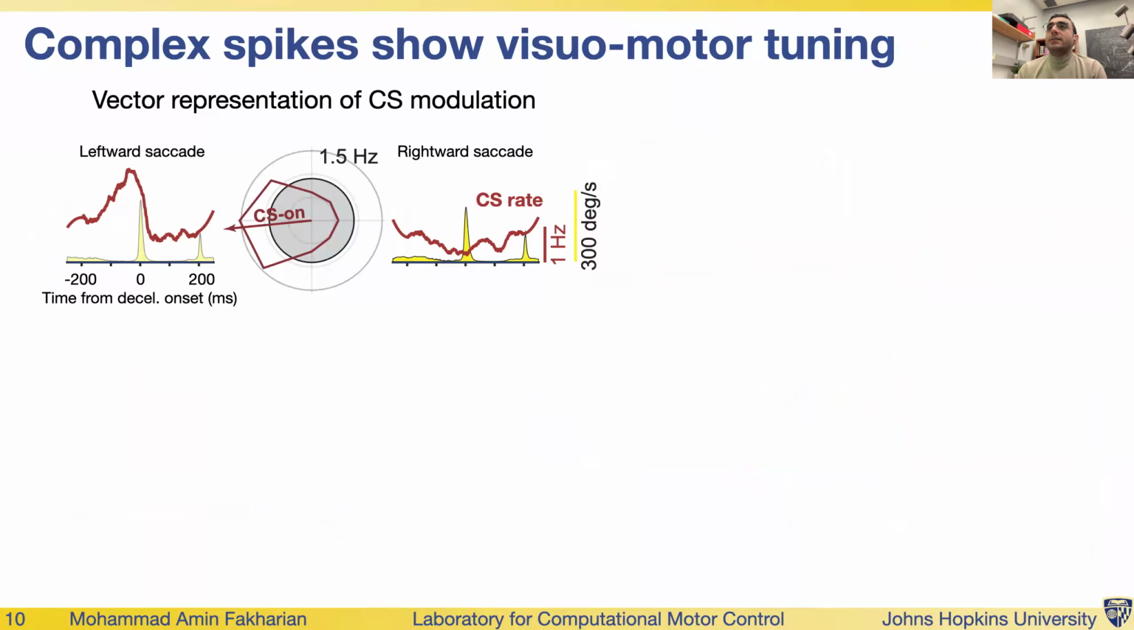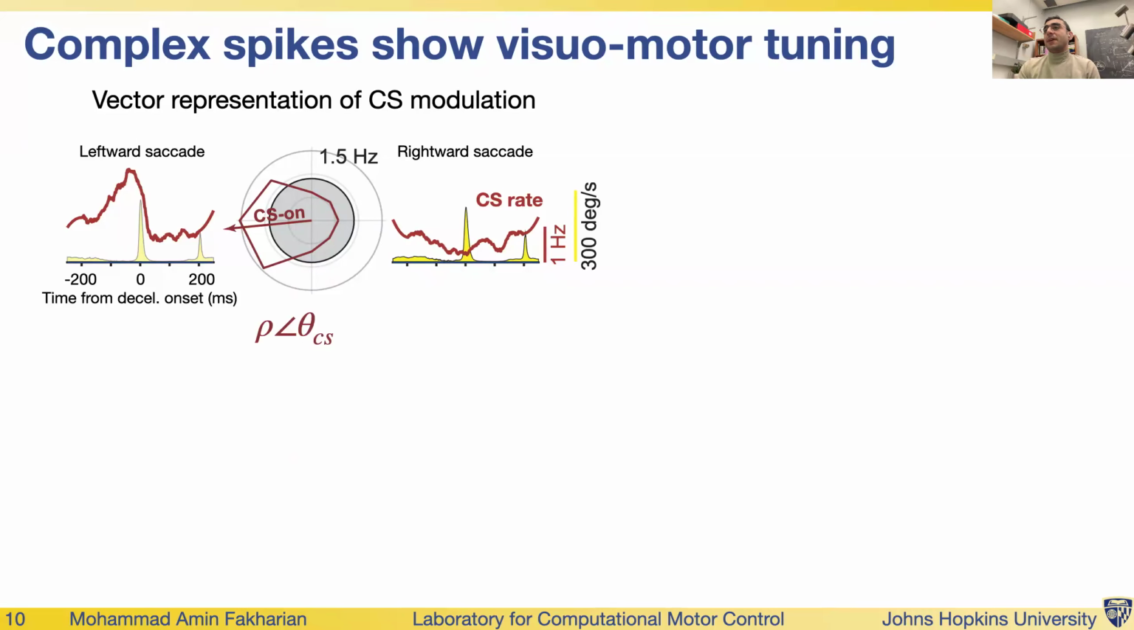And this is the response of the complex spike for leftward saccades and rightward saccades. As you can see here, this cell has a preference for leftward saccades. Before the movement, it increases its activity. And to the opposite direction, it actually decreases its activity. And for the perpendicular direction, for up and down, it's almost around the baseline. So almost all of the complex spikes in the oculomotor vermis have a directional response.